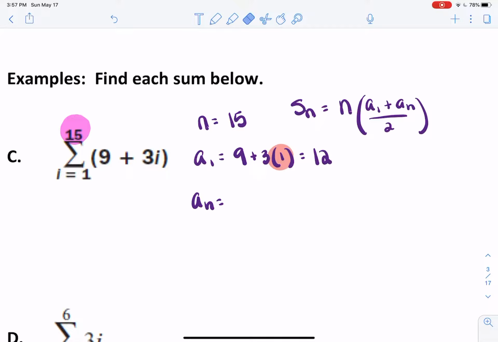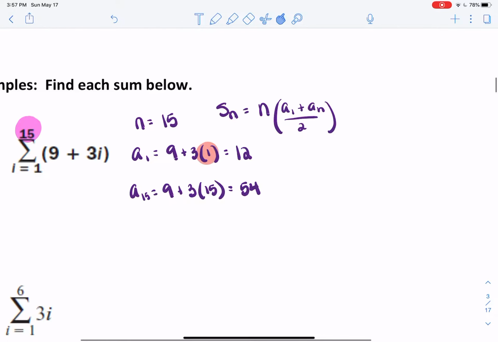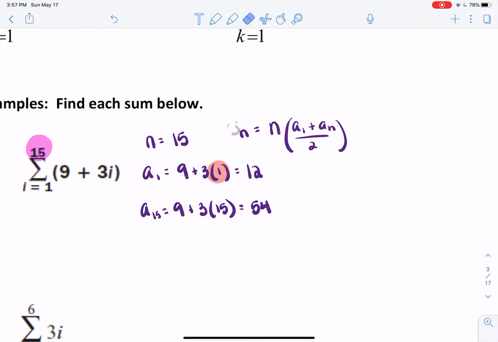Now, something I didn't say before, which I'm going to kind of change my mind here, because we already know n is 15, that means there's 15 terms. So we want to know the first term, but the 15th term is our last one. So we're going to take 9 plus 3 times 15. 9 plus 3 times 15, that would give us 54. Okay, so now we have everything that we need. We've got our first term and our last term, and how many terms there are.